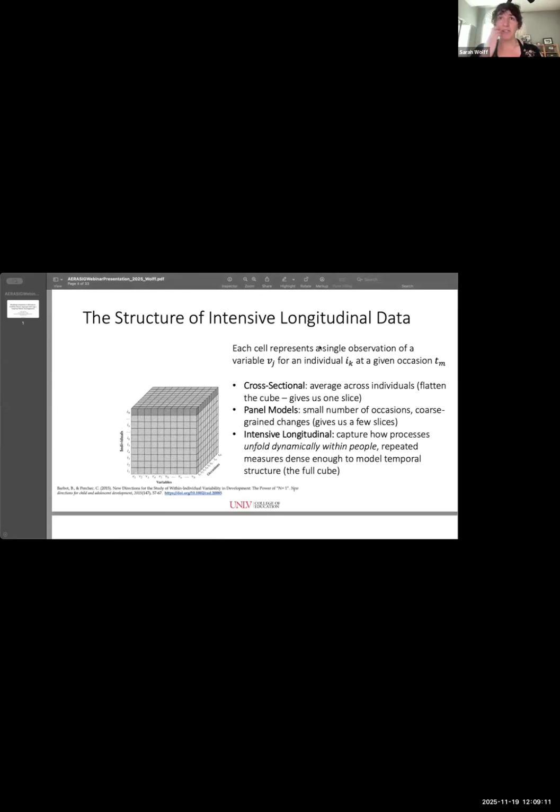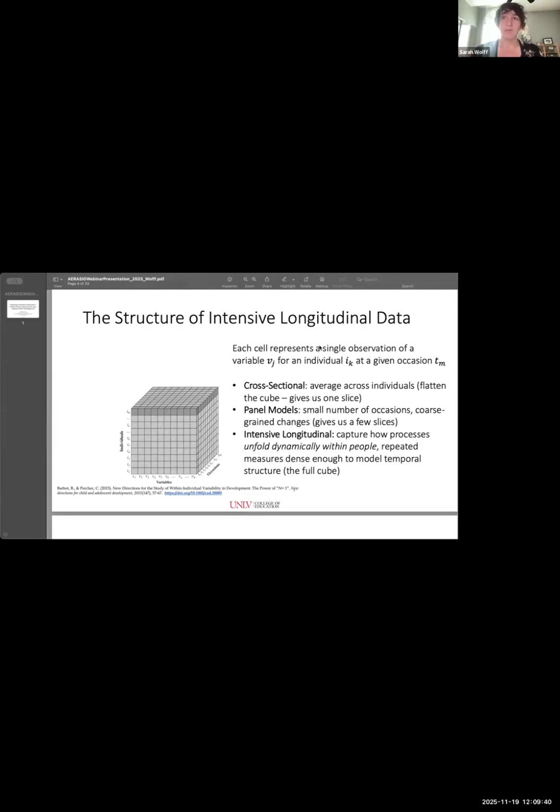I really love this particular figure as a way of explaining why within-person modeling really matters. So you're looking at this cube, where every little cell represents one data point, essentially a single individual measured on one variable at one occasion. Along one axis, we have individuals, and along another, we have the variables we're measuring, so things like maybe competence, autonomy, relatedness. And then along the third axis, we have measurement occasions or time.